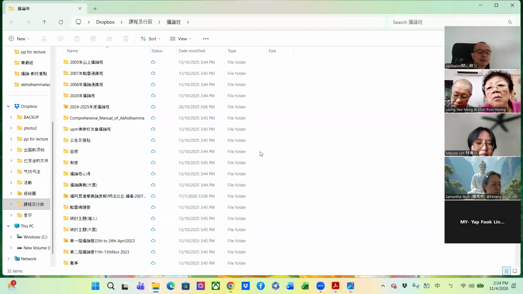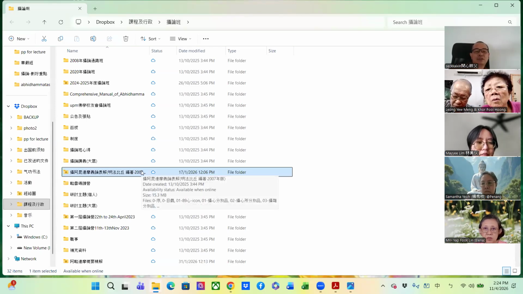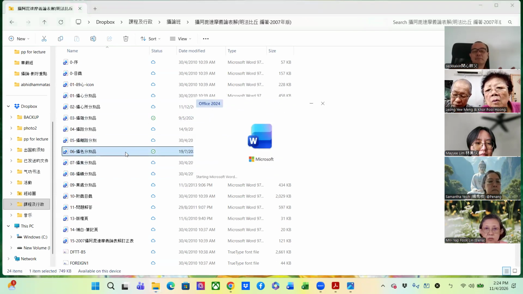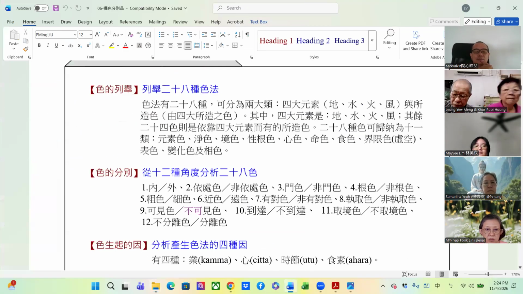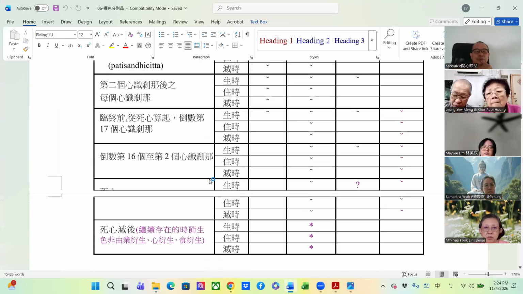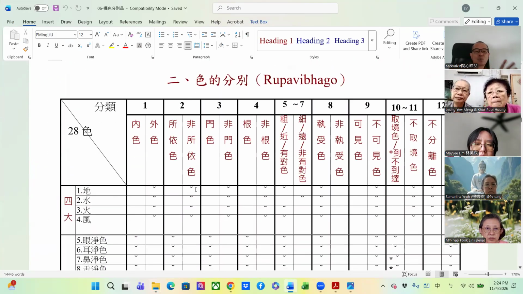Okay, abhidhamma. Then we'll go to this, from Mingfa Biqiu Biaojie, which I will send to you later on. So this is what we call matter. Okay, so this is the diagram we are referring to. Yes, this is the one. I will use it to check whether I make a mistake or not.